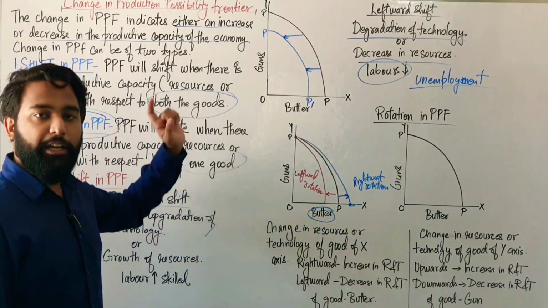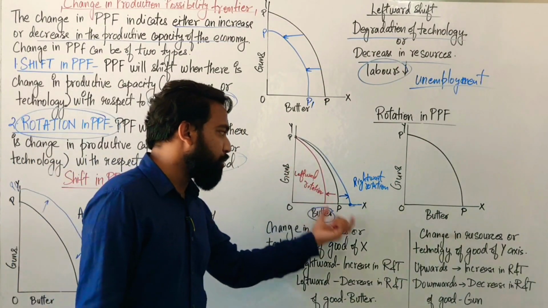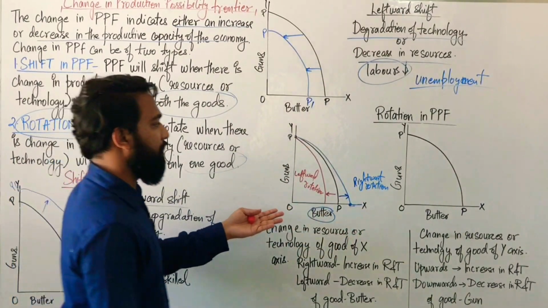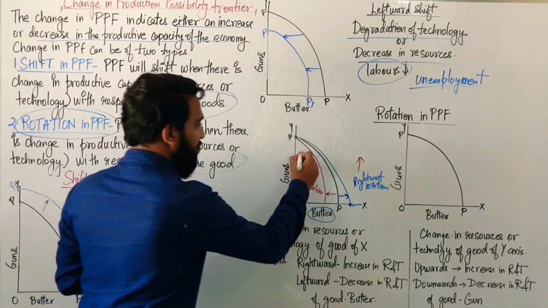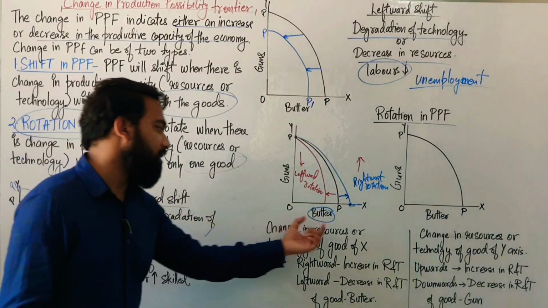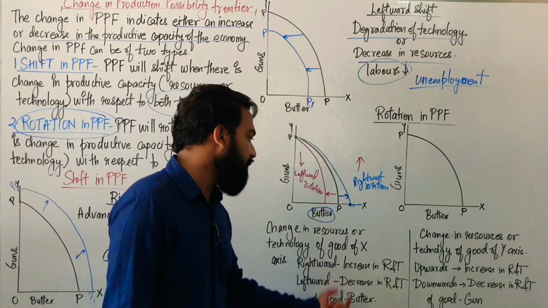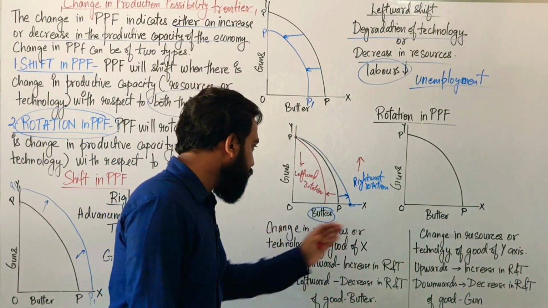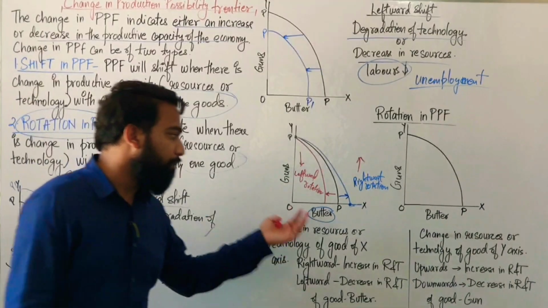The resources and technology of guns are the same, but the resources and technology of butter are increasing or decreasing. So if there is an increase, then there will be a rightward shift. If there is a decrease, then there will be a leftward shift. As simple as that. Change in resources and technology of good X, which is butter. Rightward means increase in the resources and technology, and leftward means decrease in the resources and technology of butter.